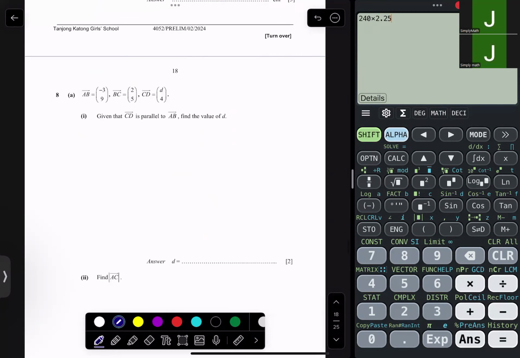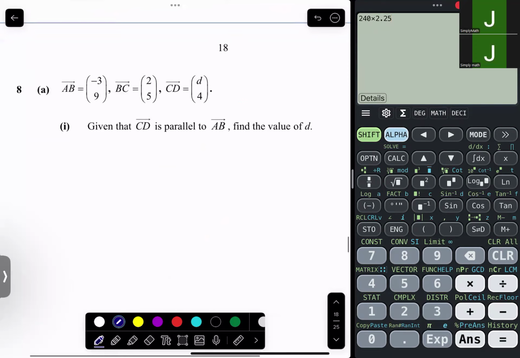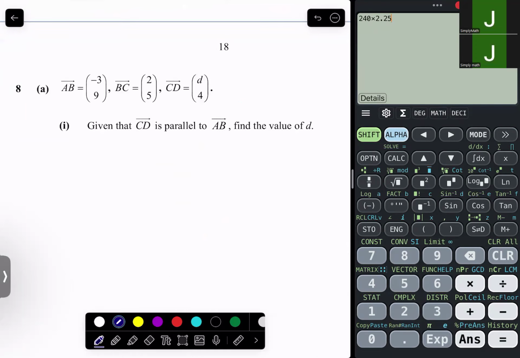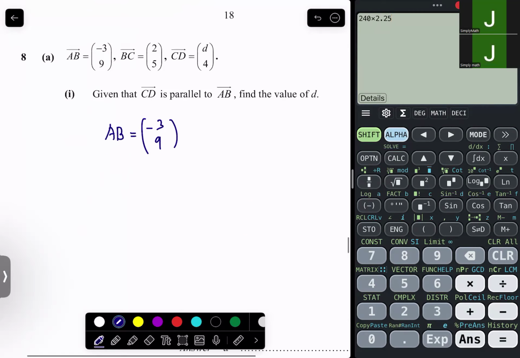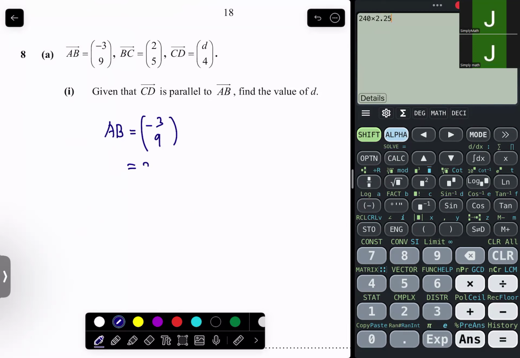Question 8, vectors. Given that AB equals this, BC equals this, and CD equals (d, 4). Given that CD is parallel to AB, find the value of d. So AB is equal to (-3, 9). I can see that there's a 3 that can be factorized out, so (-1, 3). Actually not very useful, but whatever.